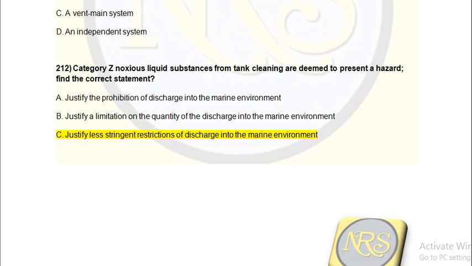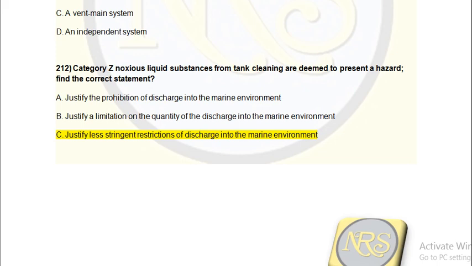Question number 212. Category Z, noxious liquid substances from tank cleaning, are deemed to present a hazard. Find the correct statement. Option A, justify the prohibition of discharge into the marine environment. Option B, justify a limitation on the quantity of the discharge into the marine environment. Option C, justify less stringent restrictions of discharge into the marine environment. For question number 212, option C, justify less stringent restriction of discharge into the marine environment, is the correct answer.